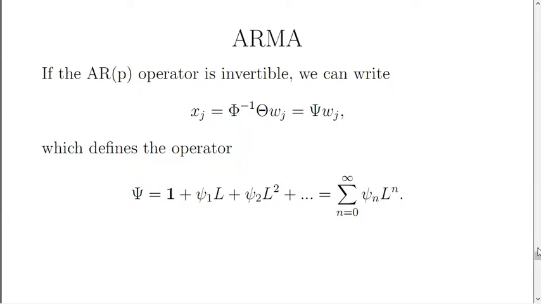If the AR(P) operator is invertible, we can operate on both sides with the inverse and say this, that the data value is the inverse autoregression operator operating on the moving average operator operating on the white noise process. And that defines this operator, uppercase Greek letter psi.